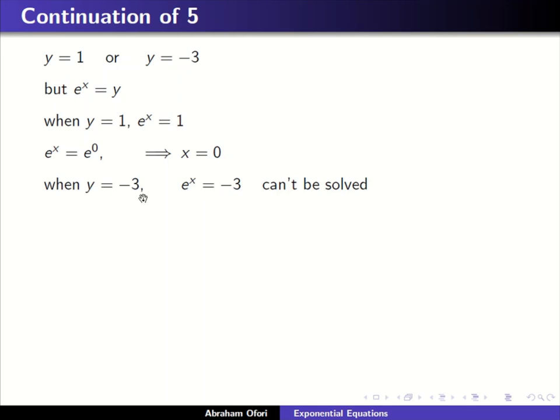When y equals negative 3, you have e to the power x equals negative 3. And we can't solve this because there is no number with the same base here. We could have applied logarithm, but there is no logarithm of a negative number that exists. So you can't solve it and you just leave it like that. Hence x equals 0 is the only solvable part.